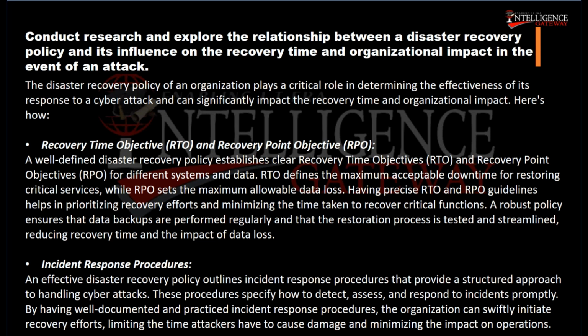Incident response procedures. An effective disaster recovery policy outlines incident response procedures that provide a structured approach to handling cyber attacks. These procedures specify how to detect, assess, and respond to incidents promptly. By having well-documented and practiced incident response procedures, the organization can swiftly initiate recovery efforts, limiting the time attackers have to cause damage and minimizing the impact on operations.